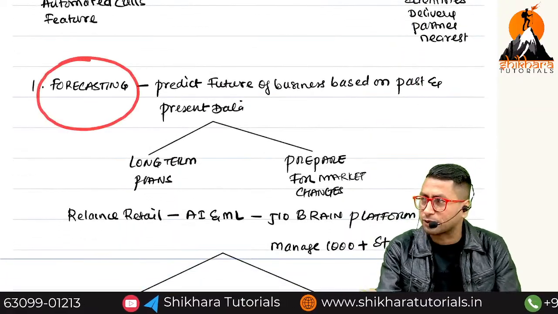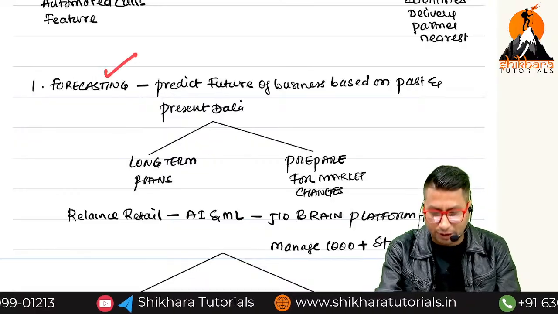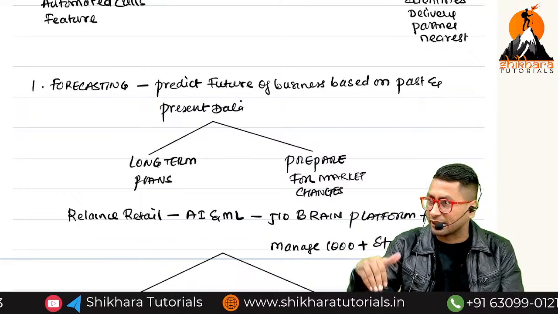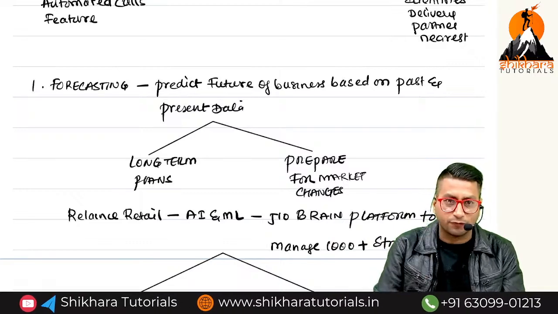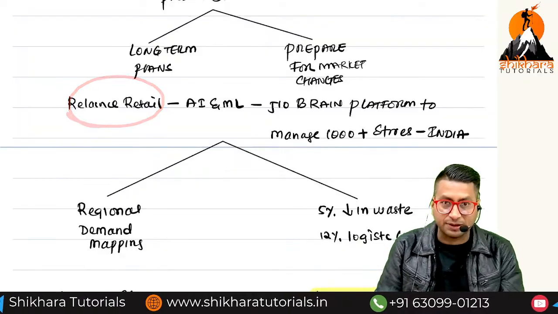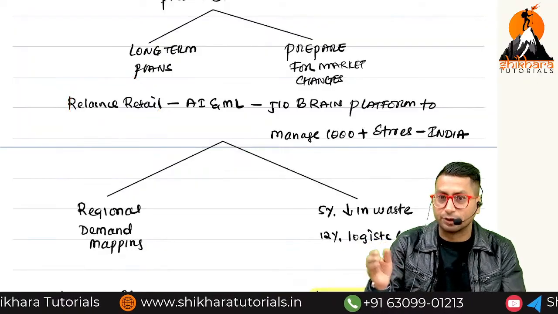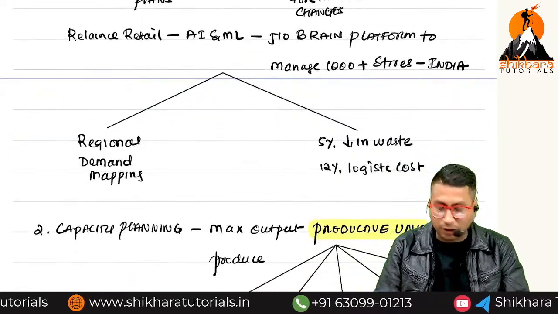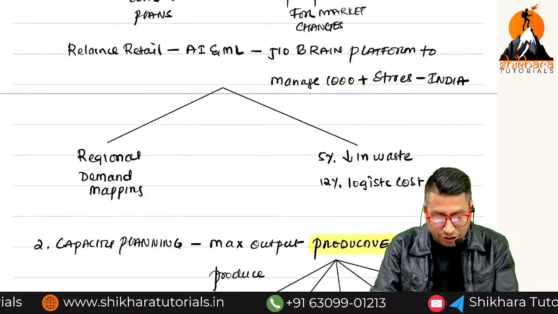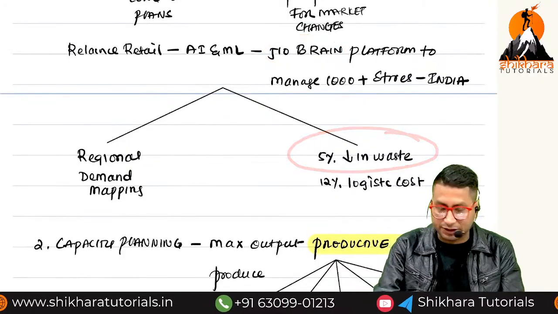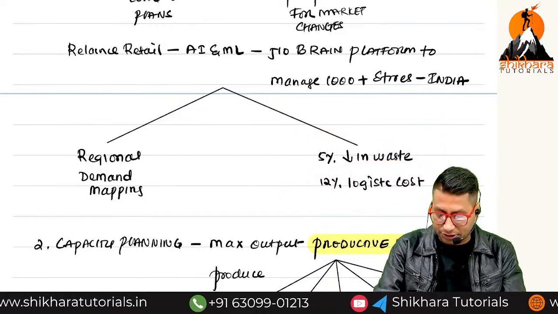Then chapter 2's concept number 1 was forecasting, and I told you that we will analyze the historical data and the present data to predict what? Future of a business. Next example, we have taken Reliance Retail, how much stocking they do, like in different Reliance trends, how they do stocking. And because of using AI, which is Jio Brain we call, right? They have reduced how much? 5% in wastage and 12% in logistics cost.